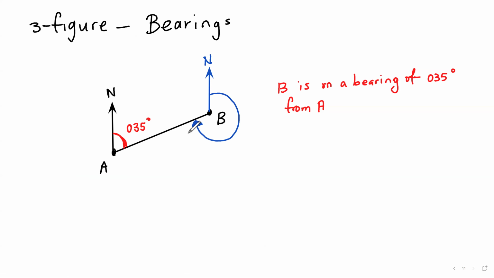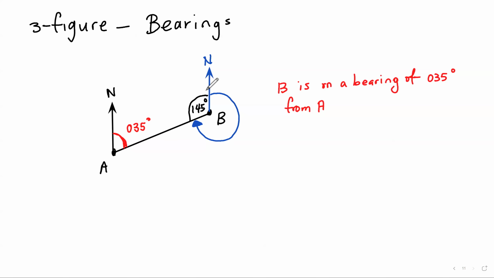So to calculate that bearing, we're going to use the rules of parallel lines. The two north lines here are parallel to one another. And when you have two parallel lines, the interior angles, this angle and this angle, because this is a transversal, the angles between the pair of parallel lines and the transversal add up to 180 degrees. So therefore, this angle here will be 180 minus 35, which is 145. So this angle here is 145 degrees.